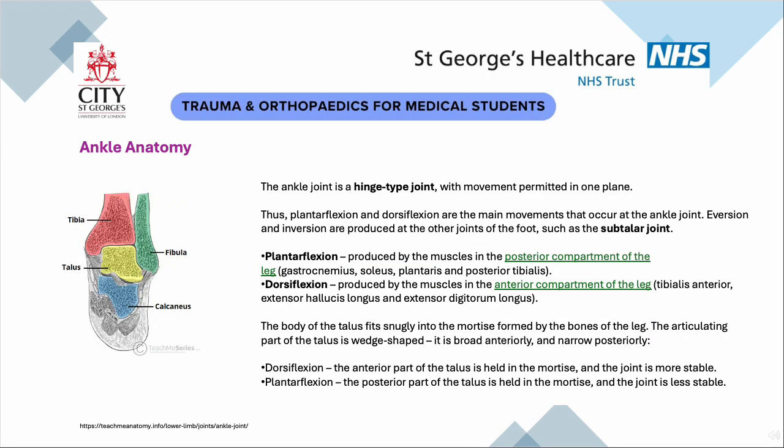The ankle is quite a complex joint, so we have a few slides just to remind you of the basic anatomy, with the structure of the main parts of the joint, with the tibia, the talus and the fibula, with the calcaneus lying underneath.